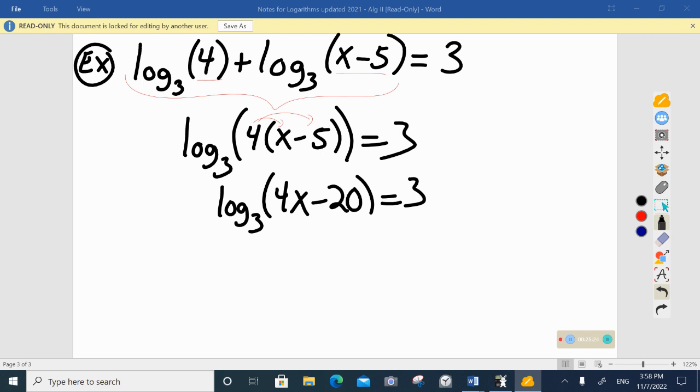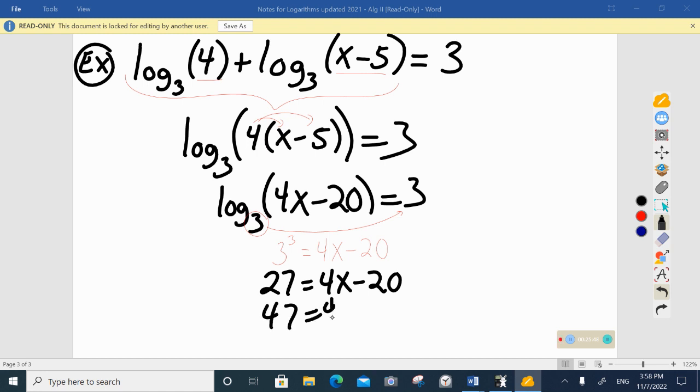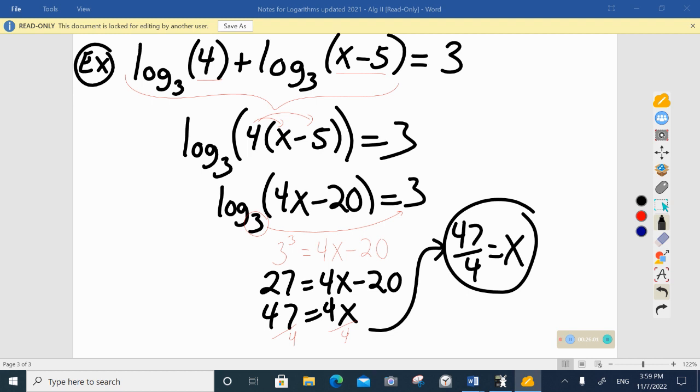Once you get it down to 1 log, that's when you want to rewrite your logarithm as an exponential. So I'm going to take the base and raise it to the opposite power. So 3 to the third power equals what's inside the log, 4x minus 20. So to solve this, 3 to the third is 27 equals 4x minus 20. I'm going to add 20 to both sides, so it gives me 47 equals 4x. And then I'm going to divide both sides by 4. So my answer would be 47 fourths, and I would just leave it as a fraction. That doesn't reduce. That's the value of x that makes this a true equation.